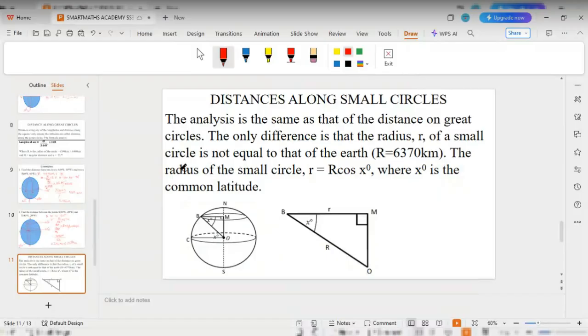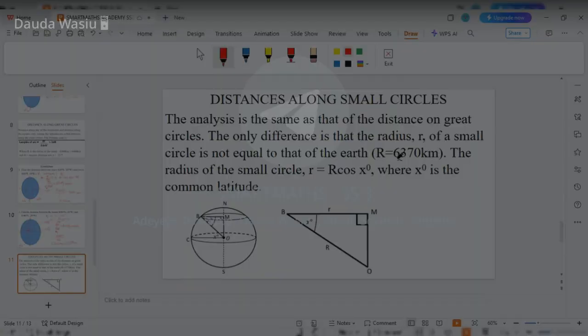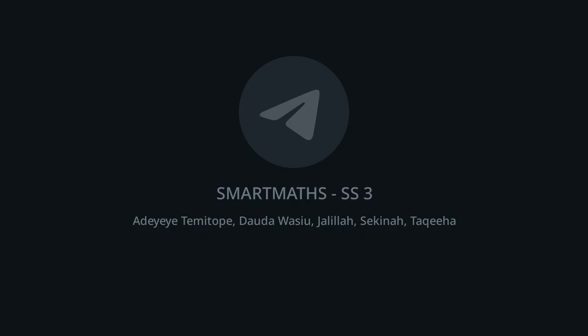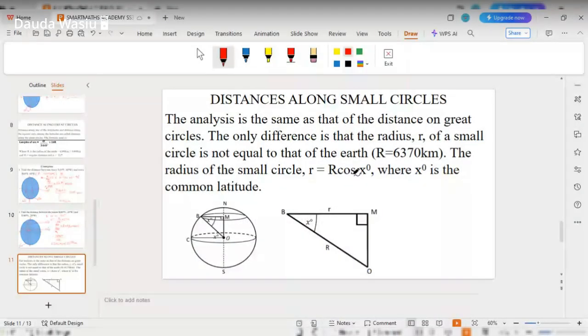So distance along small circle, we explain it as the analysis is the same as that of the distance from great circle. The only difference is that the radius r of a small circle is not equal to that of the Earth, which is R equals 6,370 kilometers. So the radius of the small circle r equals big R cos x. So how do we get this big R cos x? Please look at this diagram.